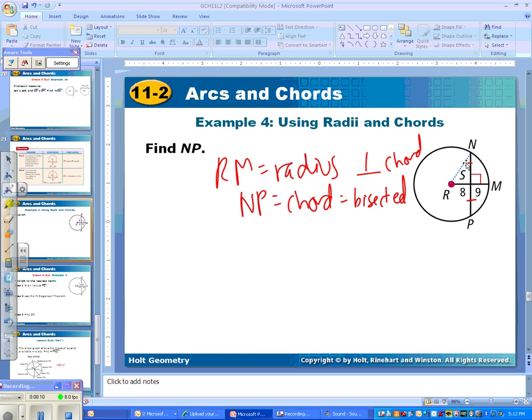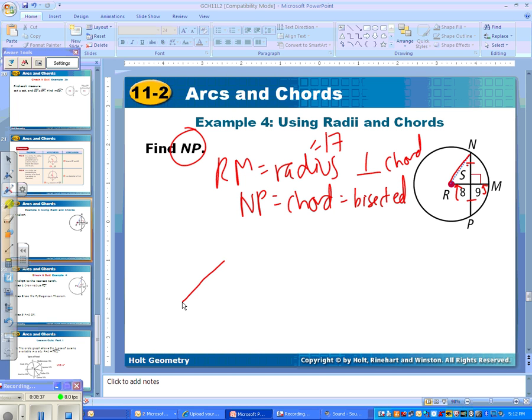Now we know it's kind of hard to see, but this is 8 and this is 9. RS is 8 and SM is 9. So we want to figure out how long the whole chord is. So what we're going to do is we're going to draw another radius. That's what this blue line is. Because if you know RM is the radius, well, 8 plus 9, the radius equals 17. So we're going to use that to our advantage.